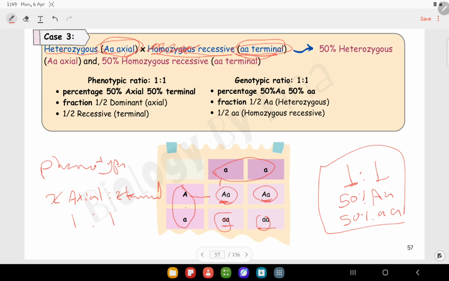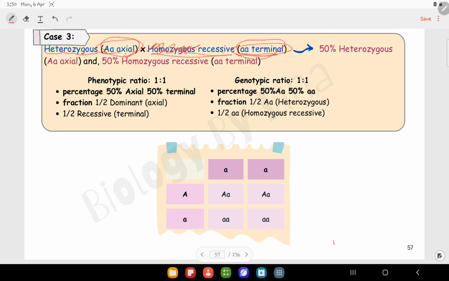So whenever you get half of the offspring recessive, at that time you should know that one of the parents will be recessive and the other parent will be heterozygous. How many different phenotypes and how many different genotypes do you have? You have two different genotypes, this type and this type, and also two different phenotypes because this is axial and this is terminal. So whenever you get 50% of the offspring recessive, you should know that one of the parents should be recessive and the other one should be heterozygous.